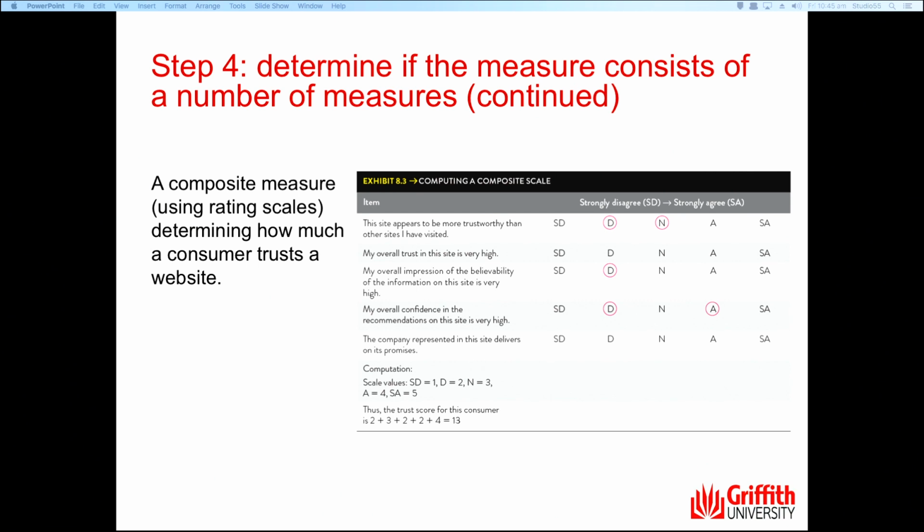Then later on, we just combine them, tabulate the score, and get the mean score. Then we can see the mean value, how much consumers actually trust a particular website. If the score is toward 5, that means they really trust the website. If the score is 1 point something, then the consumers don't really trust the site.